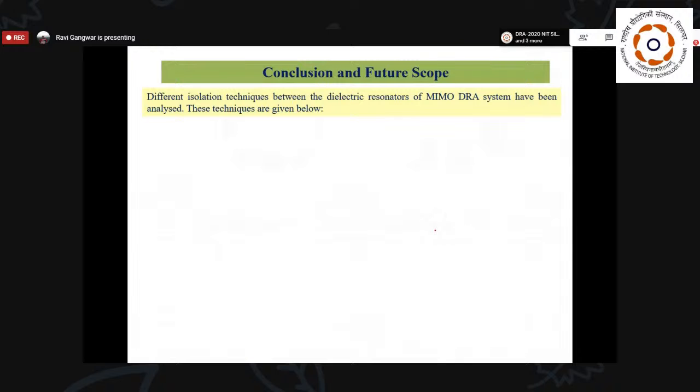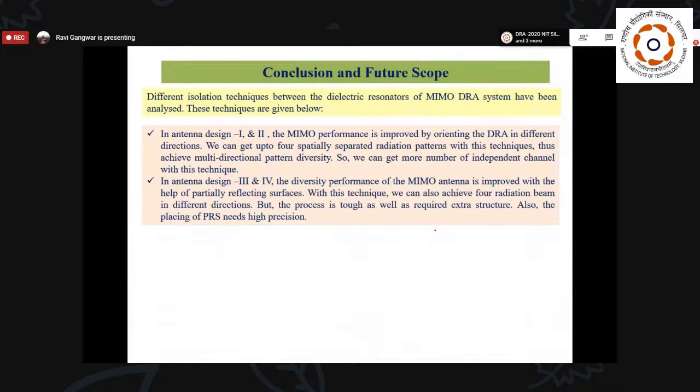So as a conclusion, I can say that I have presented here 4 different antennas. Designs 1 and 2 are based on the orientation of the DRA and the generation of orthogonal modes. And here we are able to get 4 spatially separated radiation patterns, and that is basically going to give multi-directional pattern diversity. And here we are able to get more numbers of independent channels.